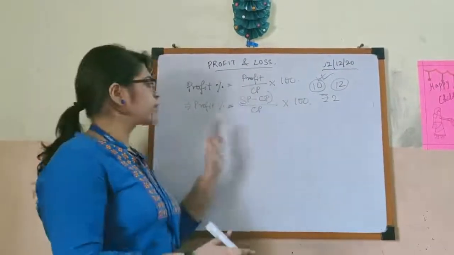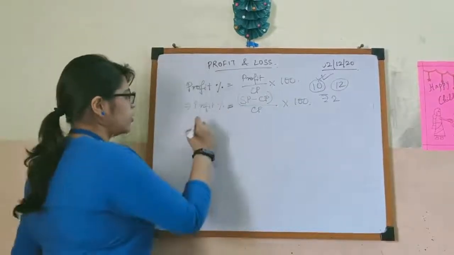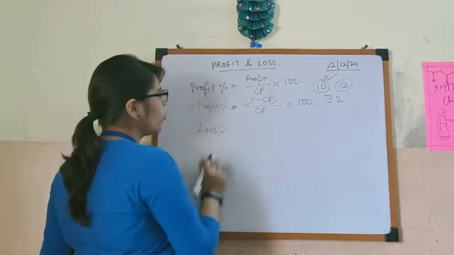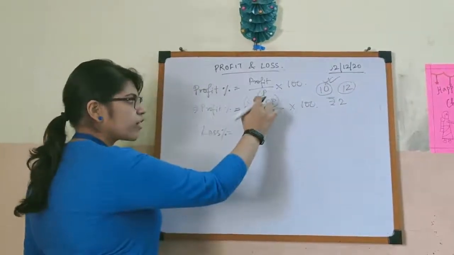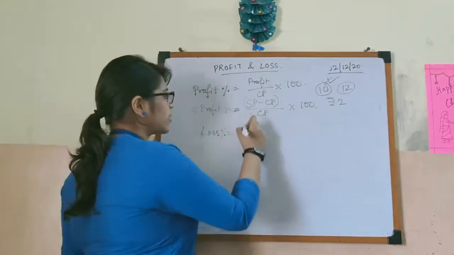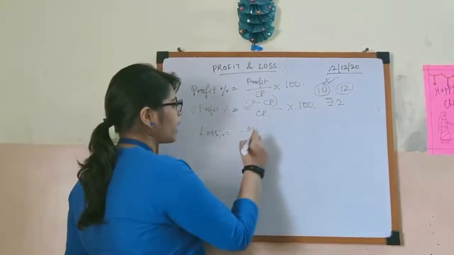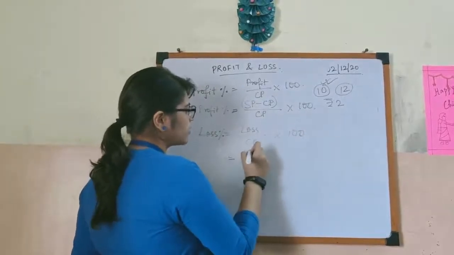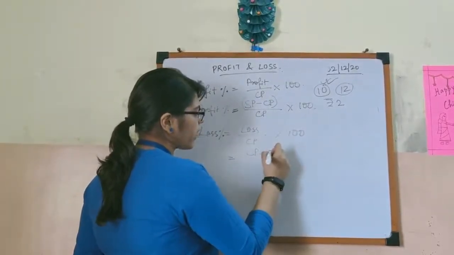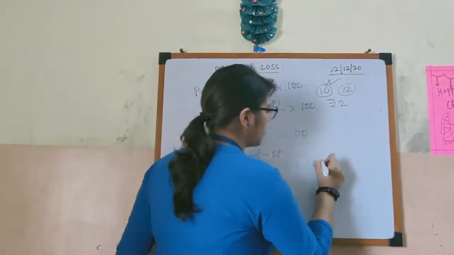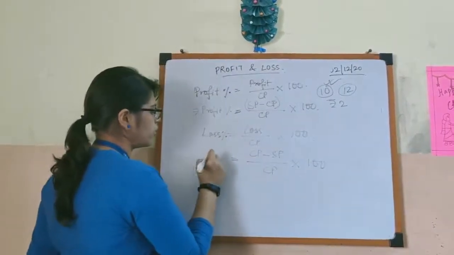Calculate. Okay. Now let us move on to loss. In case of loss, everything will remain the same. Only instead of SP minus CP, it will become CP minus SP, isn't it? So loss percentage is loss by CP into 100. That is, cost price minus selling price by cost price into 100. So this is the formula for loss.